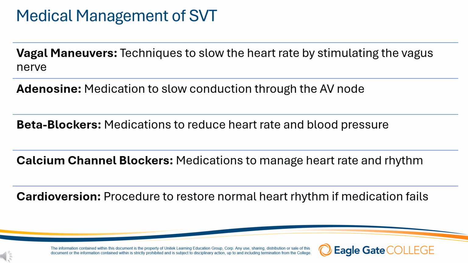Now let's discuss the various medical management strategies for supraventricular tachycardia. Vagal maneuvers are first-line interventions used to slow the heart rate in patients with SVT. These techniques stimulate the vagus nerve, which can help regulate heart rate by increasing parasympathetic tone. Common vagal maneuvers include the Valsalva maneuver, carotid sinus massage, and the diving reflex.